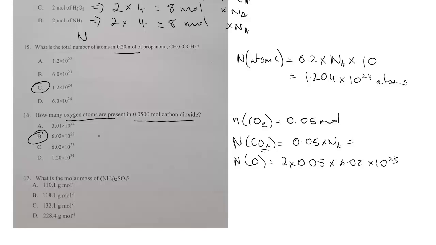Okay. And you can see that because this part here becomes 0.1 times 6.02 times 10 to the 23, and that reduces this power by 1, which is why the answer is to the power of 22.